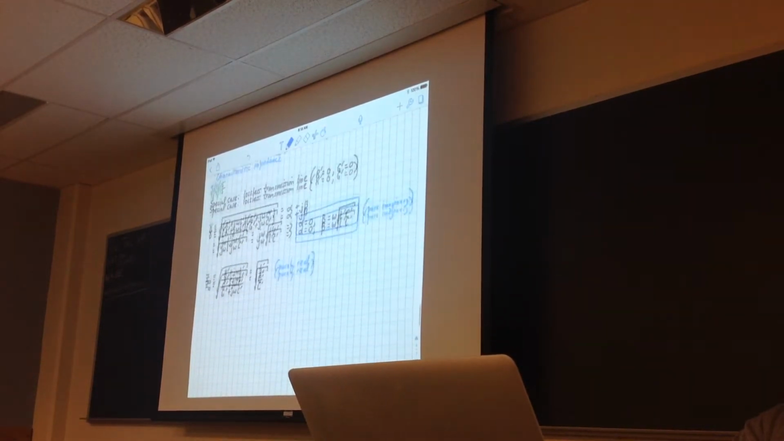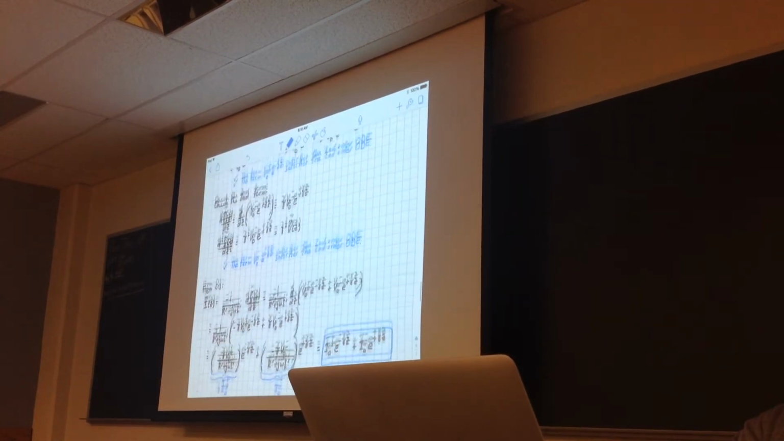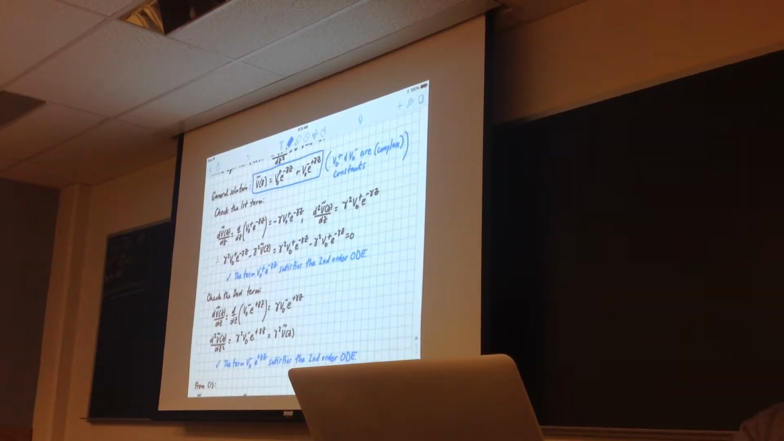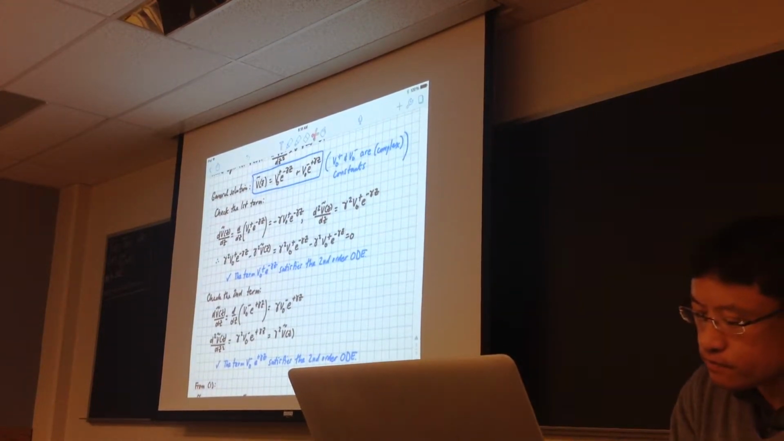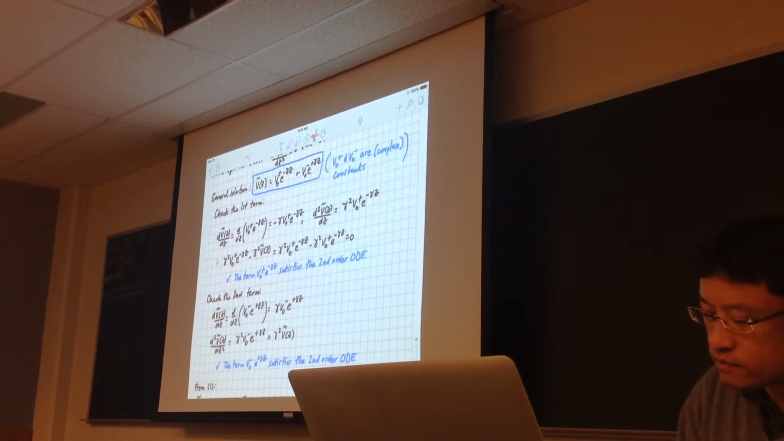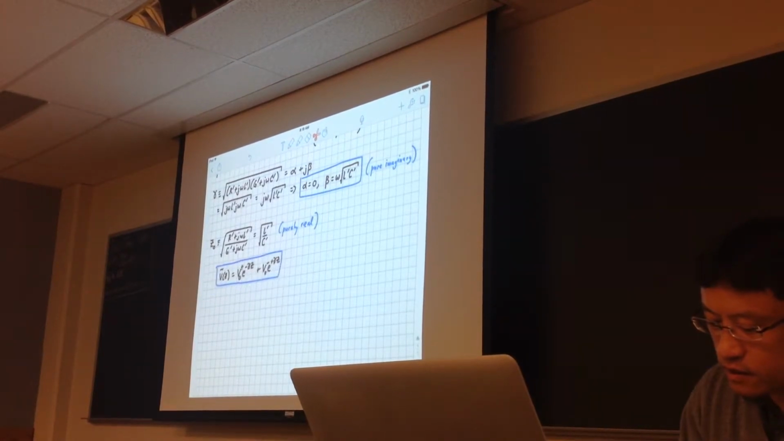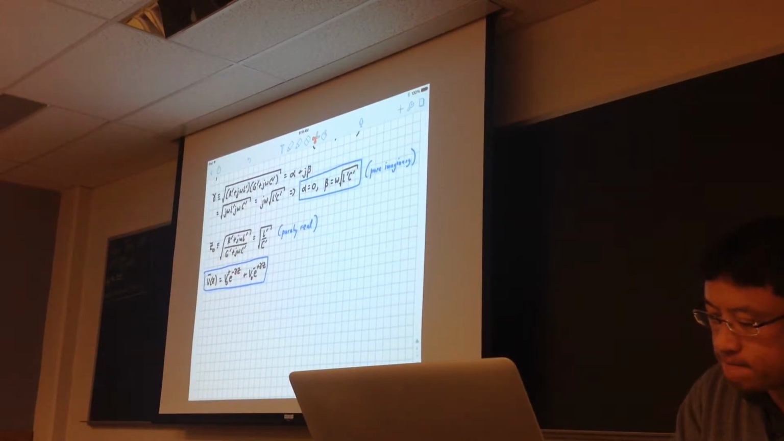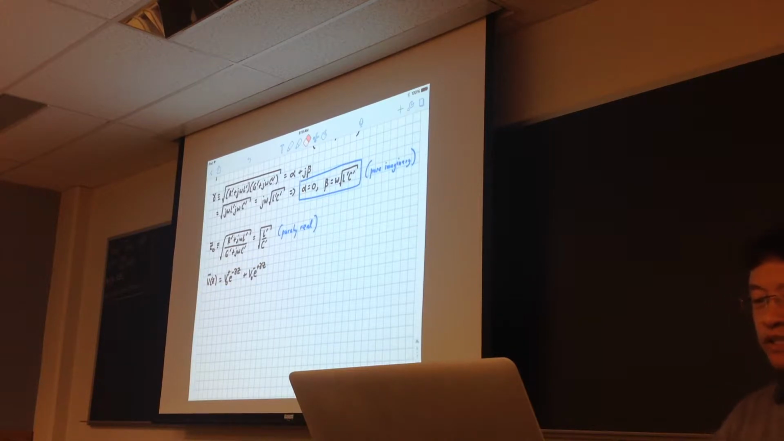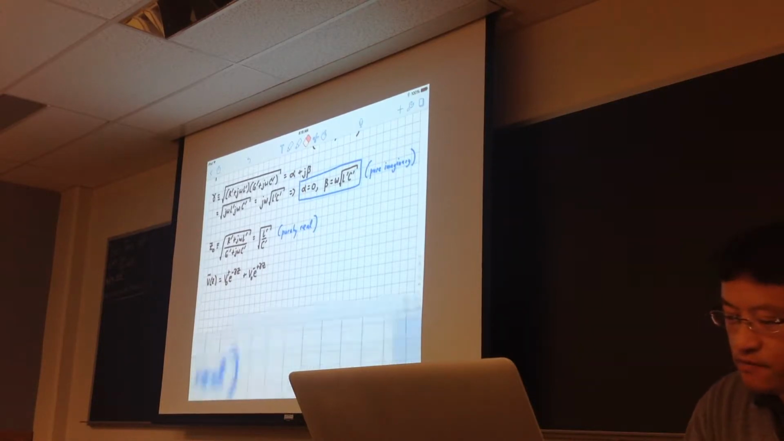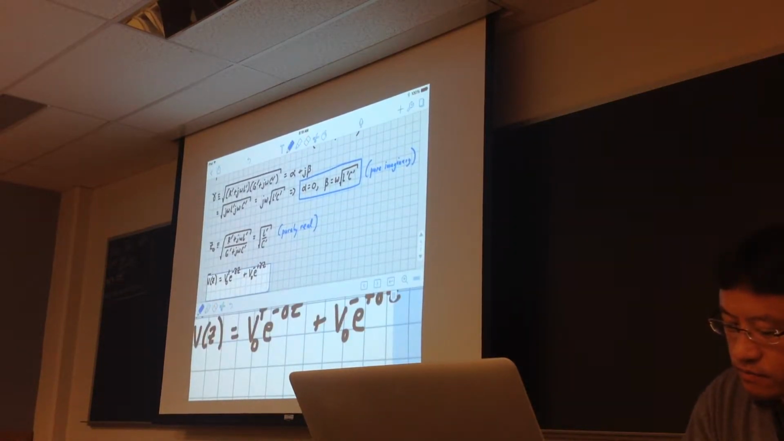Okay, what about the voltage and the currents? So the voltage, last time we had up here, V of z is equal to V0 plus e to the minus gamma z plus V0 minus e to the plus gamma z.